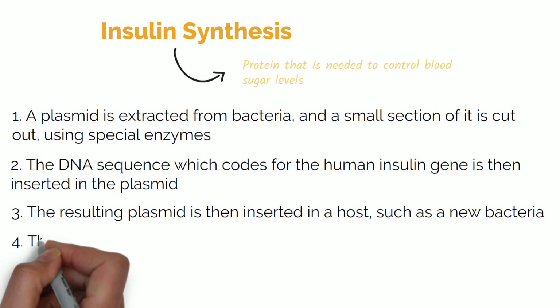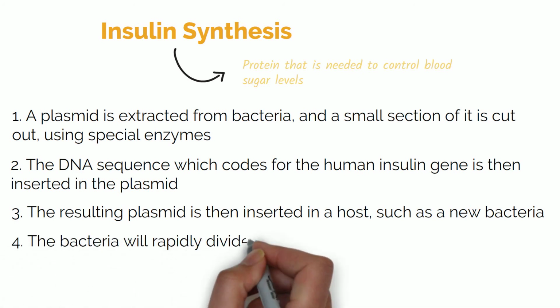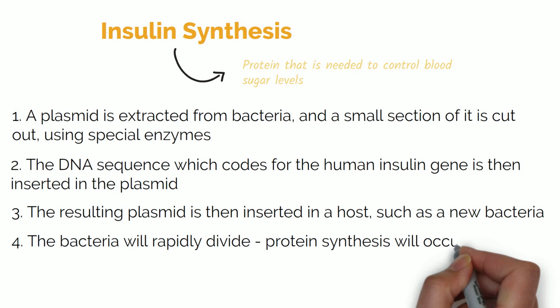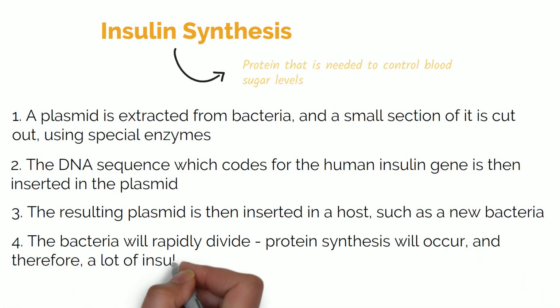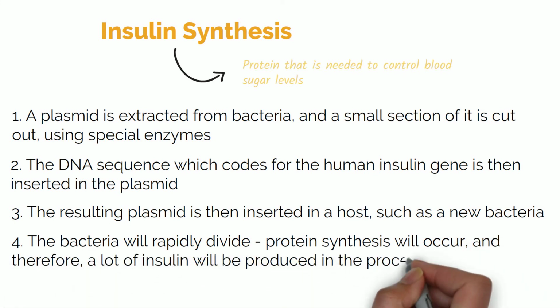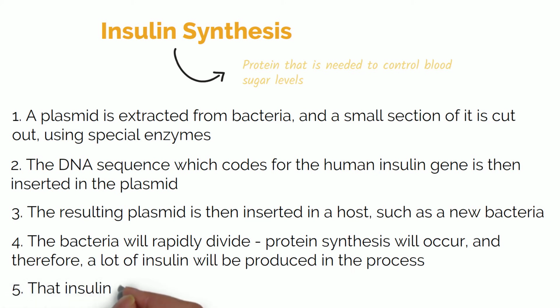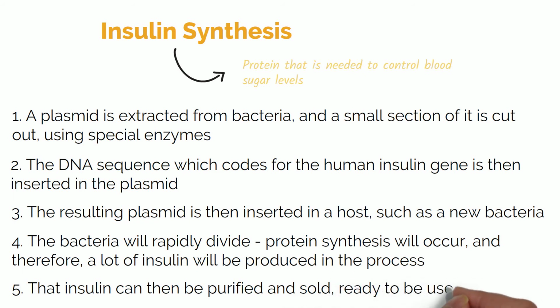Fourth, the bacteria will then rapidly divide, which means that protein synthesis will occur, and therefore, a lot of insulin will be produced in the process. And fifth, that insulin can then be purified and sold, ready to be used. This process is of course done at a very large scale, so it's not one plasmid and one bacteria at a time, it's loads of them at once.